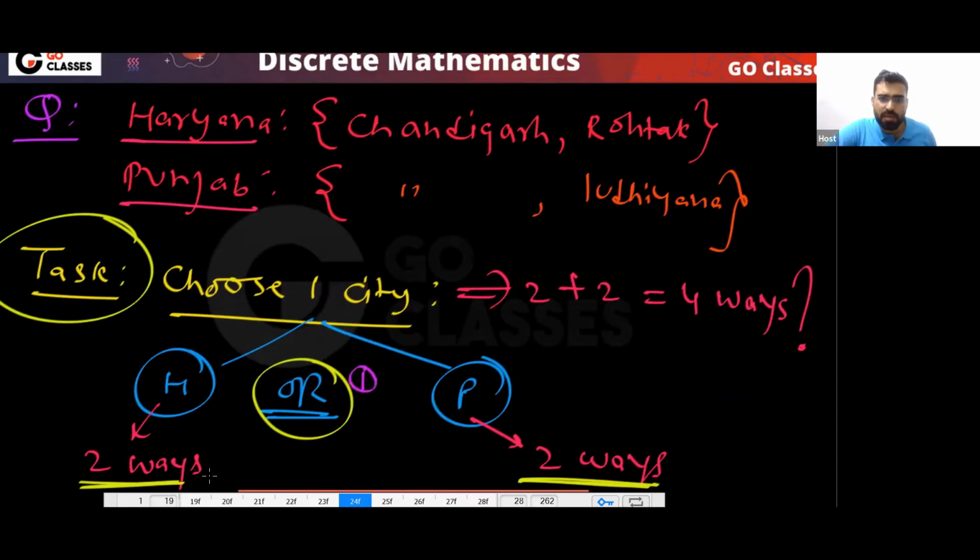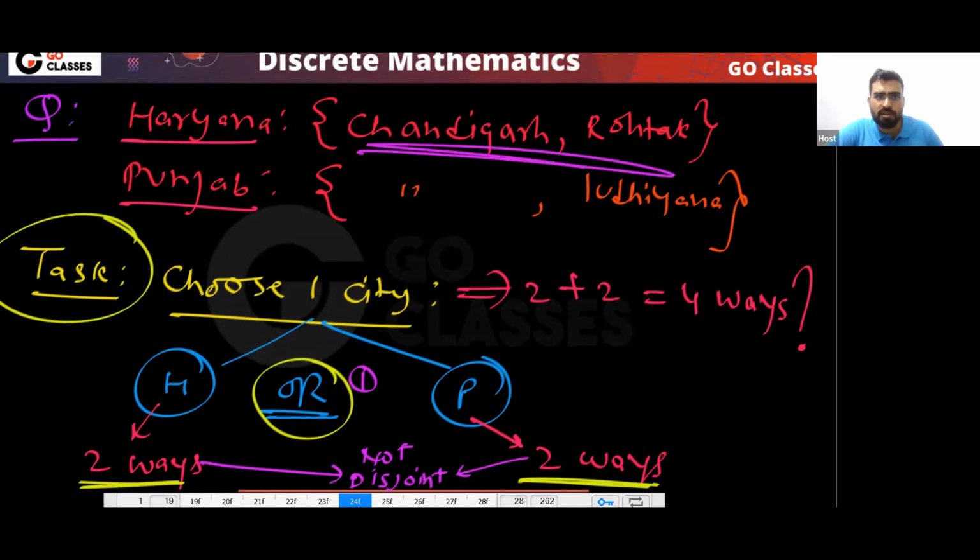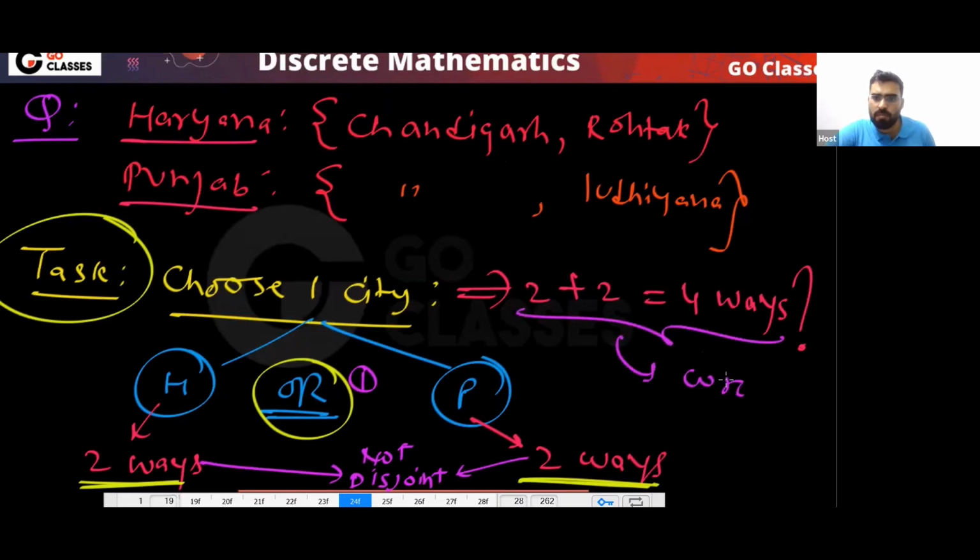That is fine. But these two ways and these two ways, they are not disjoint. These two ways are Chandigarh, Rohtak, and these two ways are Chandigarh, Ludhiana. And you can notice these two ways and these two ways are not disjoint. So this thing is wrong.